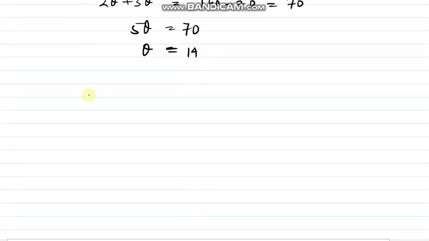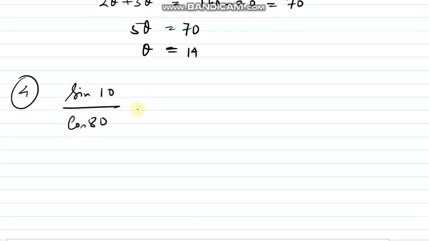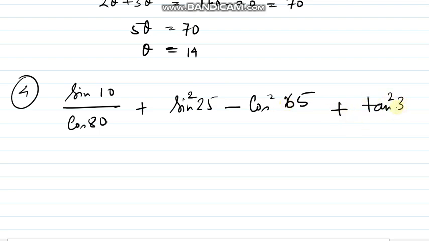So one more sum, a big, huge one. sin 10 divided by cos 80 plus sin square 25 minus cos square 65 plus tan square 30, and the statement of this sum is given: please be very careful, I am using this statement: without using trigonometric table.